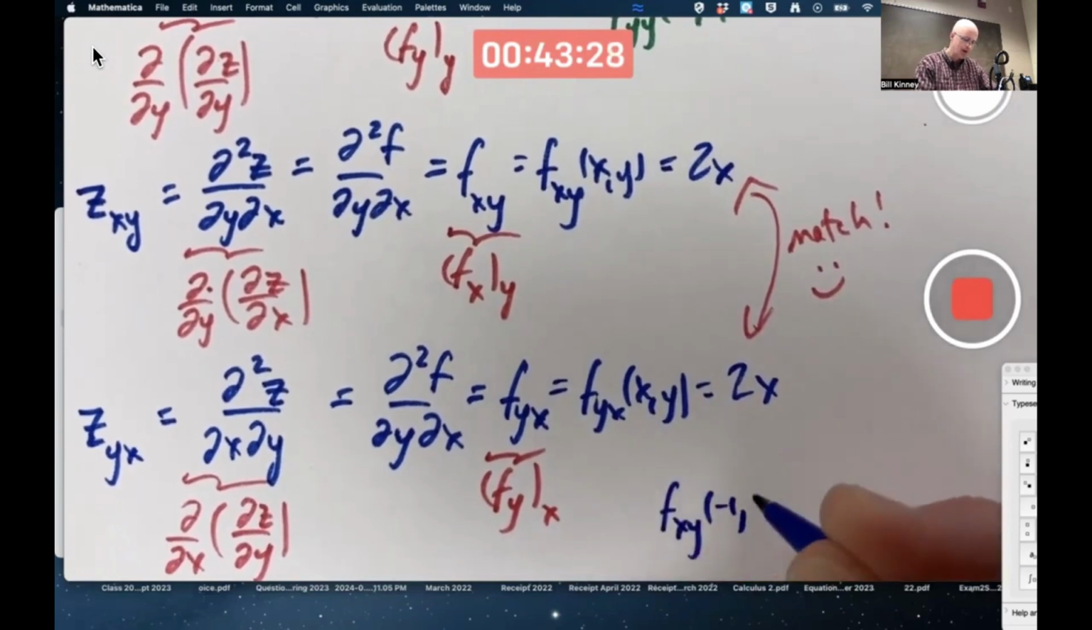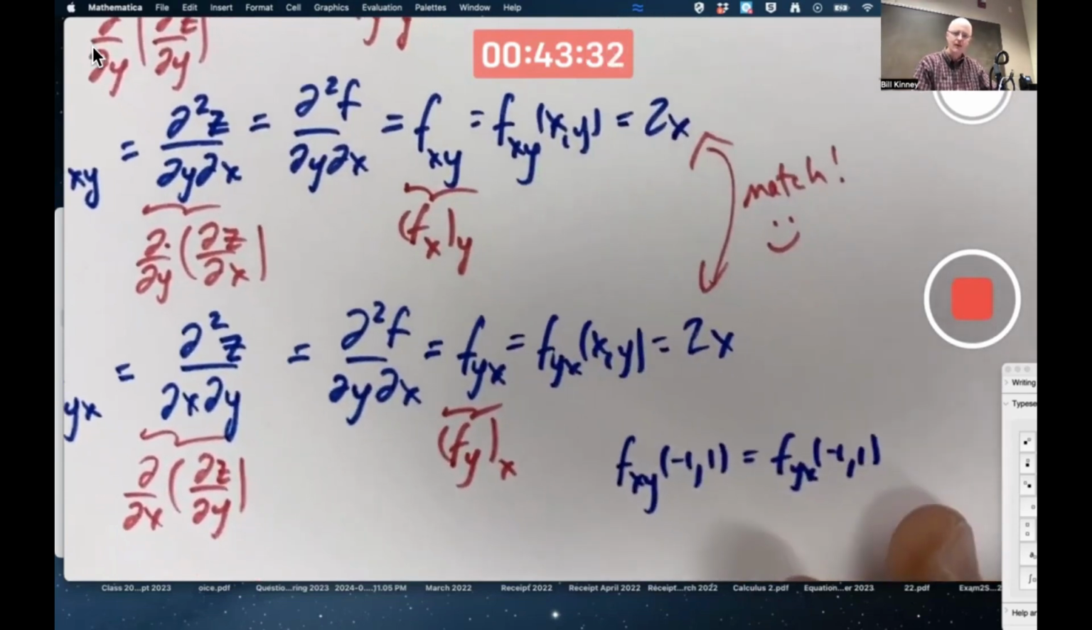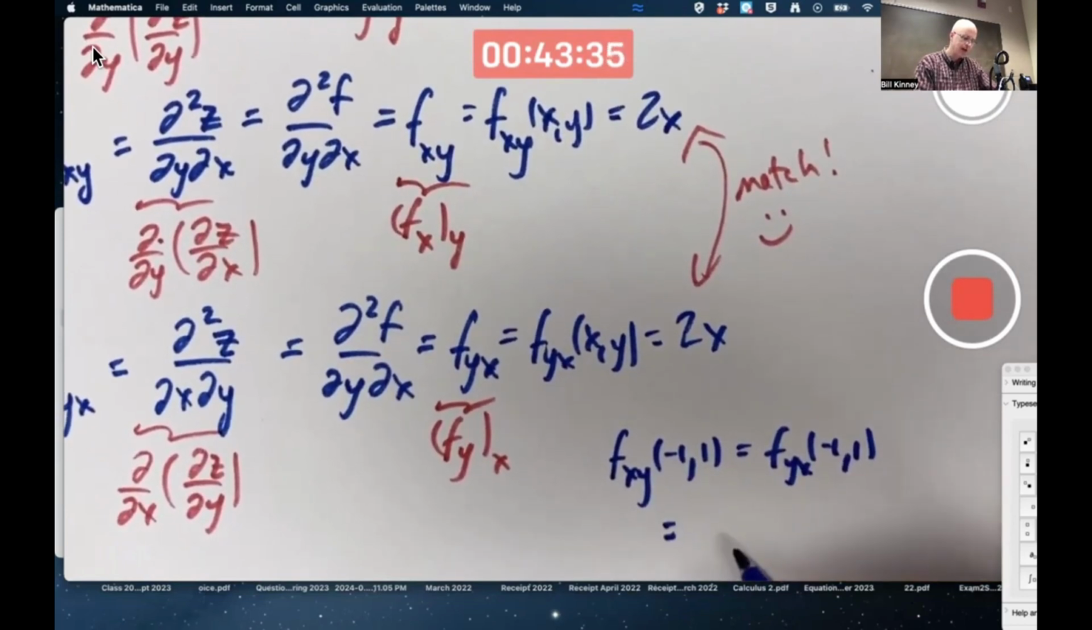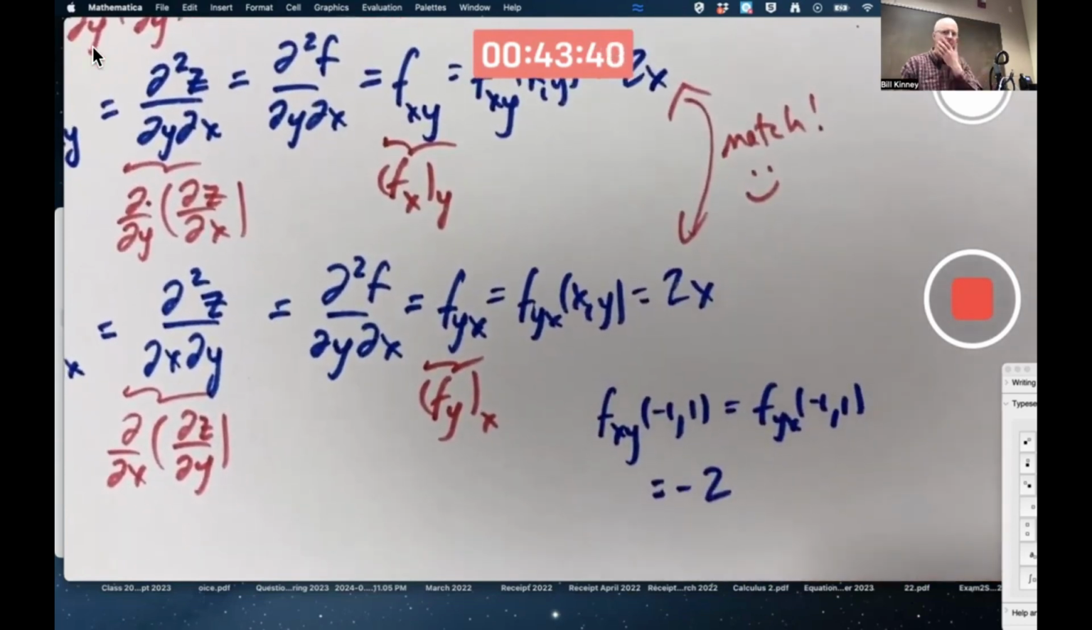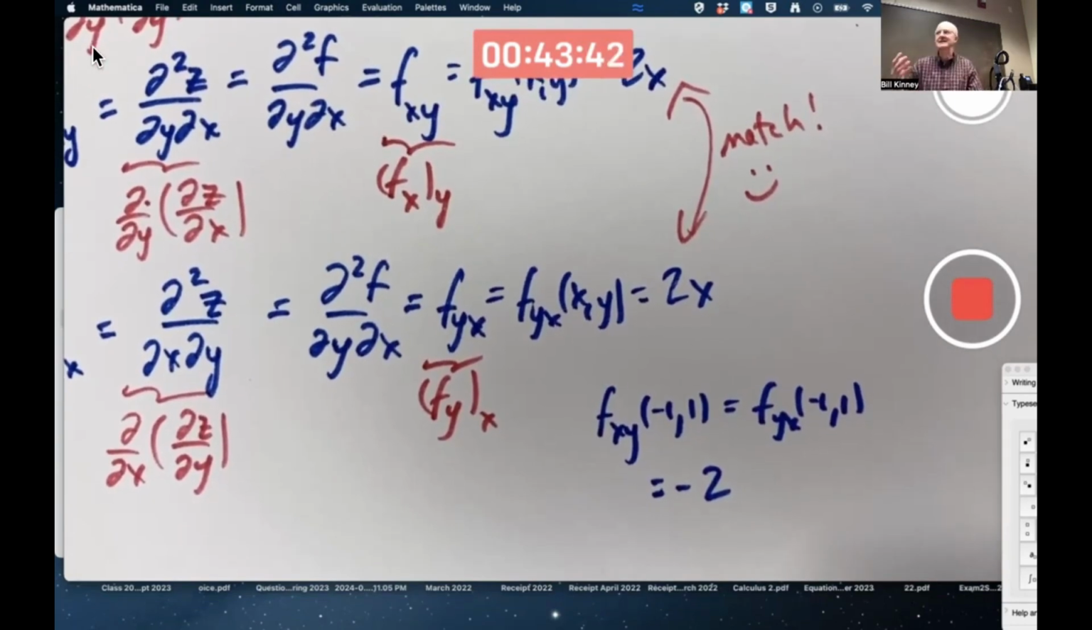fxy at (-1, 1) equals fyx at (-1, 1). Plug in x equals -1, you get -2. It's a negative mixed second order partial. This is definitely harder to interpret.